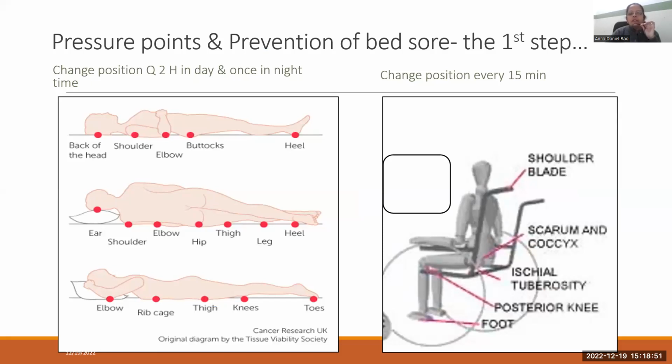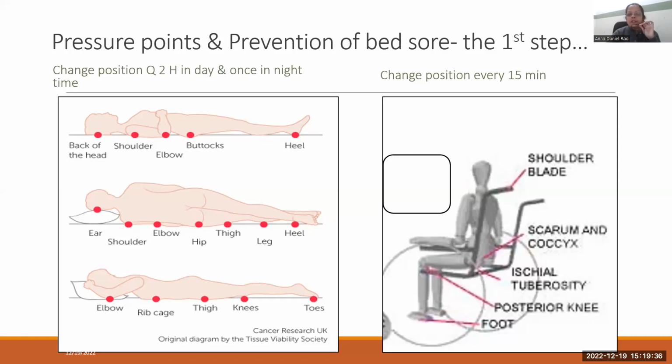These are the pressure points. You must have learned about it, right? When the patient is in supine position, what are the pressure points? It can be the back of the head, scapular region, shoulder, elbow, buttocks, and heel. When you are turning the patient onto either lateral side, left or right, pressure sores can develop on the ears, the lobe of the ear also, then the shoulder, elbow, and hip region.